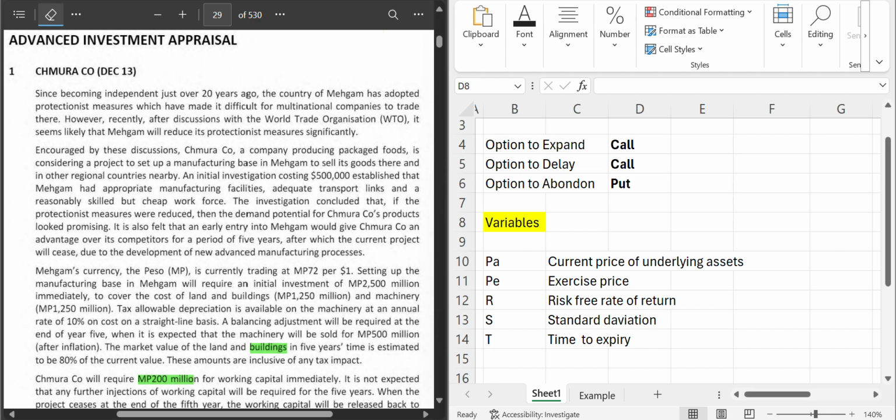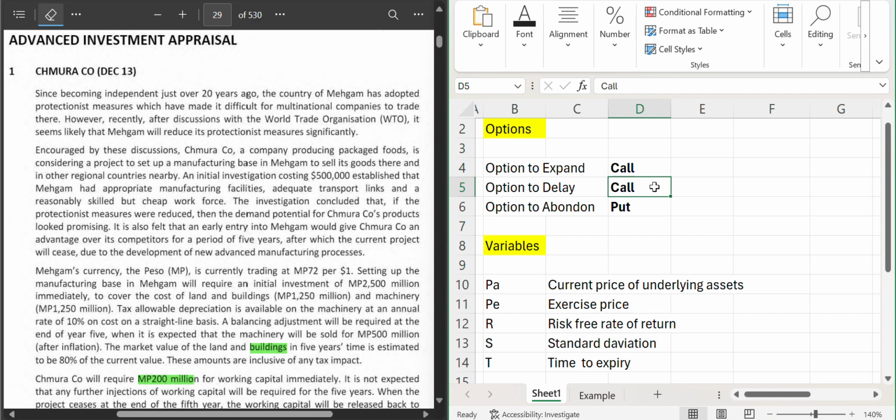I have also mentioned earlier, there are three options. One is option to expand, option to delay, and last is option to abandon. So option to expand and option to delay, we say call option, and option to abandon, we say put option.